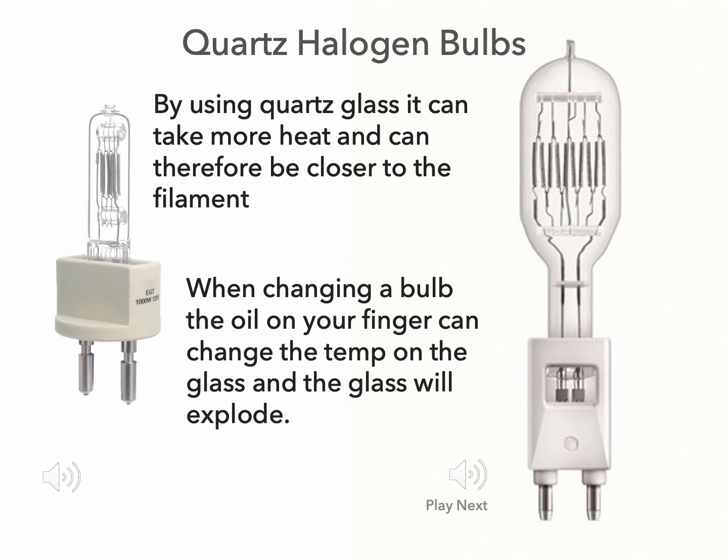The quartz refers to the glass. It's a quartz glass. The advantage of quartz is it can take a much higher level of heat, therefore it can be much closer to the filament. And also you'll notice it's not a spherical shape. That's because there's not a vacuum in the bulb anymore, but a halogen gas.